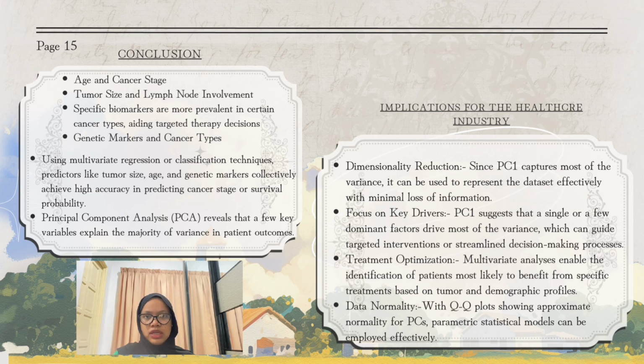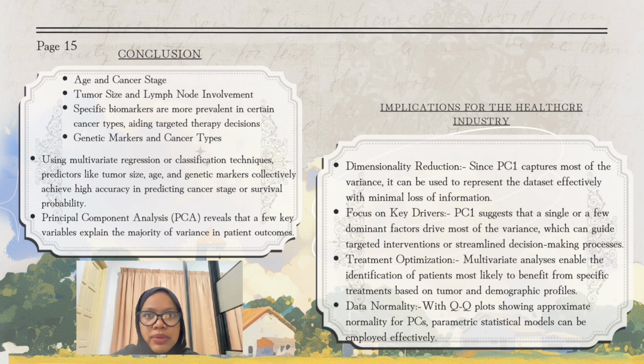Next, I am going to go through the implications for the healthcare industry. Firstly, dimensionality reduction: since PC1 captures most of the variance, it can be used to represent the dataset effectively with minimal loss of information. Secondly, focus on key drivers: the strong explanatory power of PC1 suggests that a single or a few dominant factors drive most of the variance, which can guide targeted interventions or streamline decision-making processes.